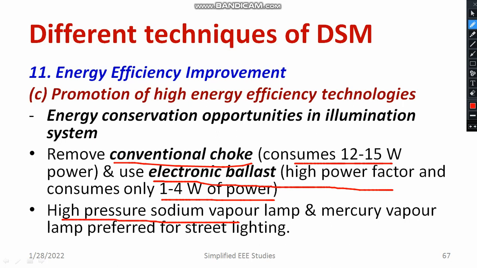Also, in the case of high pressure sodium vapor lamps and mercury vapor lamps for street lighting, instead of using the normal type of incandescent lamp, it is always advisable to go ahead with the sodium vapor lamp and mercury vapor lamp.